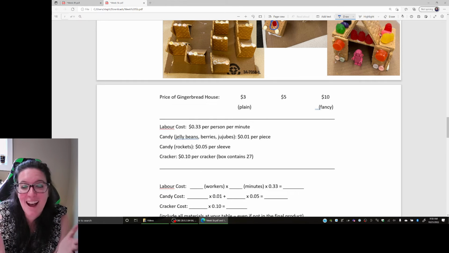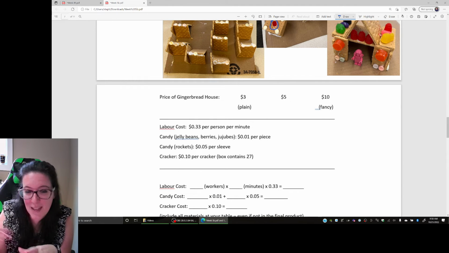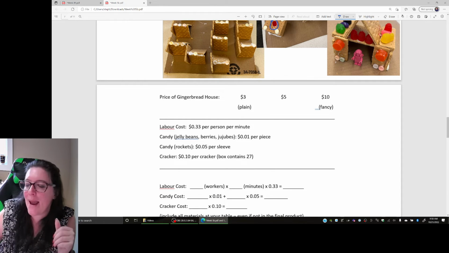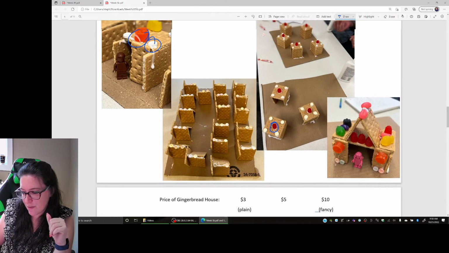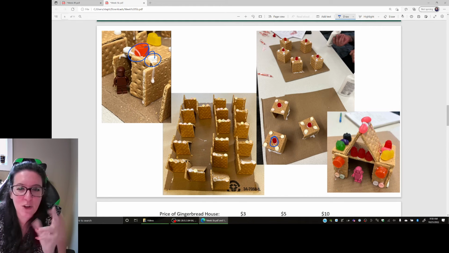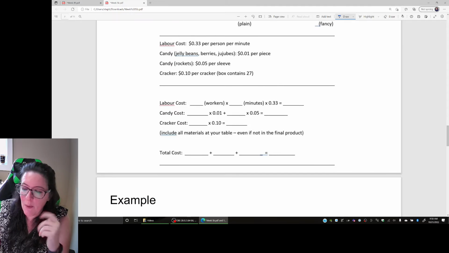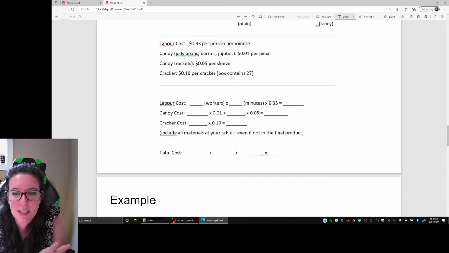We have decided on our production process. So we created that process flow. And now we need to actually make the gingerbread house. Okay, so whatever your design, you're now going to make that house. And as we do that, we want to track the cost. So what is the cost of labor?